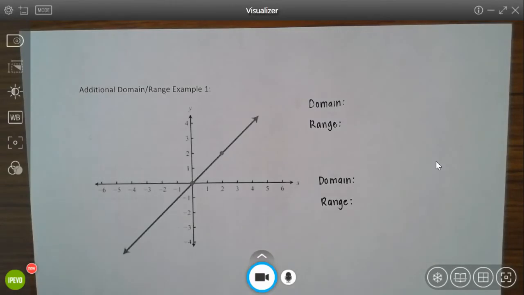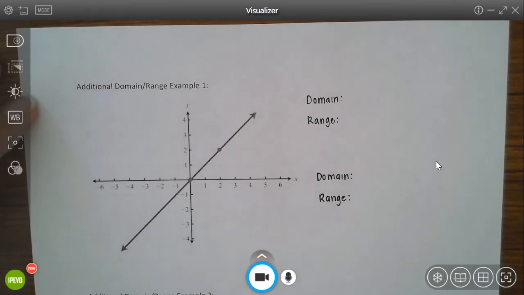A couple people had asked me about the domain and range questions and set notation when something has a domain or a range of all real numbers. So I just wanted to walk you guys through a couple of quick examples.